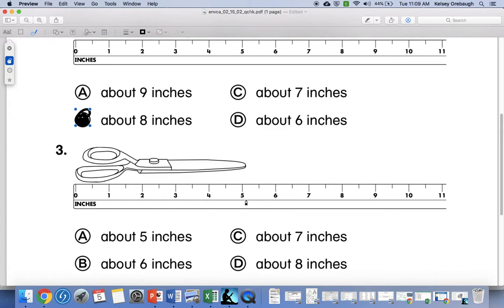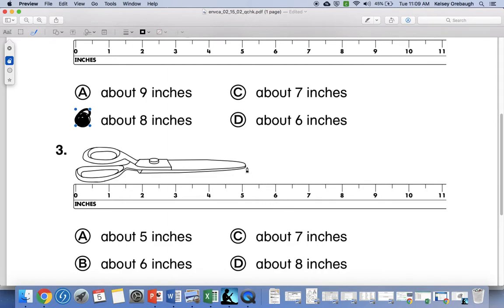So we can say that the length of this pair of scissors falls between 5 inches and 6 inches. So it's not quite 5 inches long, not quite 6 inches long. It's in between those two markings. So once again, I need to use my halfway point between 5 and 6 and determine if the scissors fall before the halfway point, I use the smaller number. If the scissors length falls after the halfway point, I use the greater number, the bigger number.